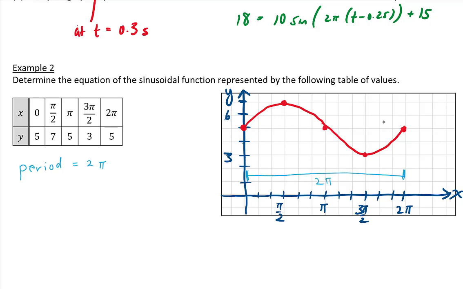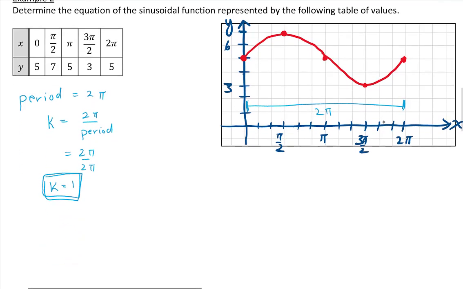Which means that we can find our k value. Remember that k is equal to 2 pi divided by the period. So it gives me 2 pi divided by 2 pi, which means I have a k value equal to 1. So I have one parameter for my equation.